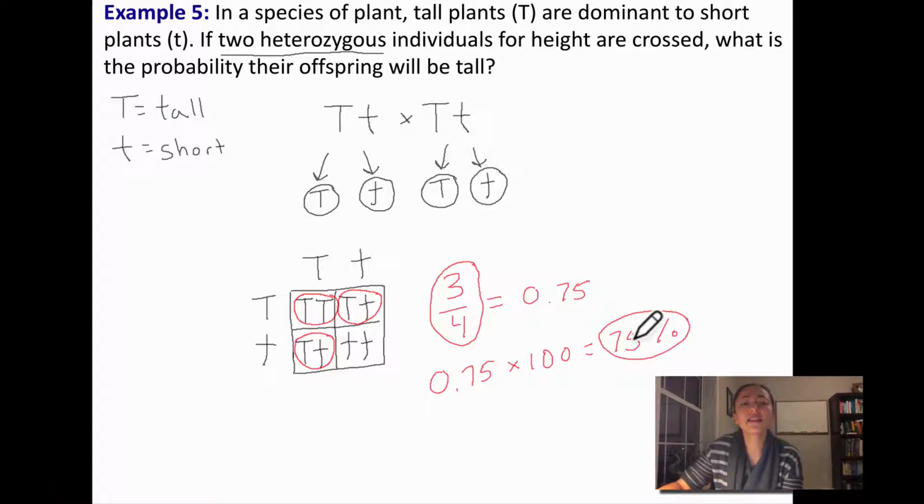So what does this tell us? That if these 2 parents mated, and they had a single offspring, there's a 75% chance that that offspring would be tall, and only a 25% chance that they would be short.